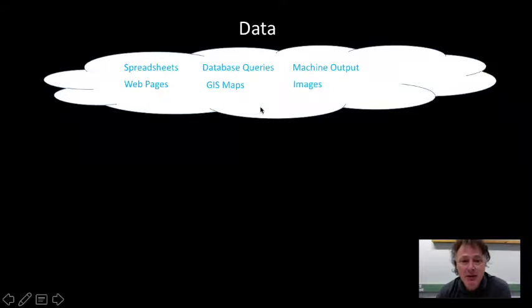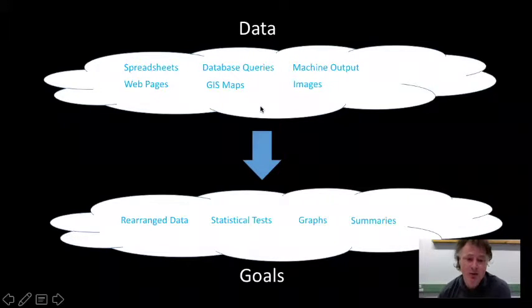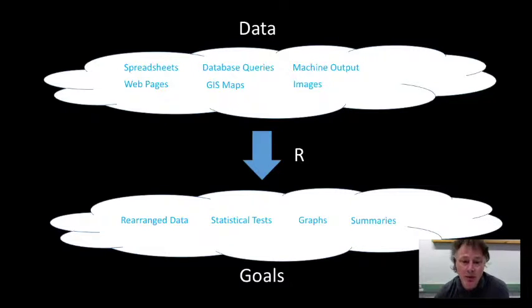The idea is we have data and we've got goals. We either want rearranged data, or we want to do some statistical tests or make some graphs or just make some summaries of the data. And R is a tool for getting from the data to the goals.